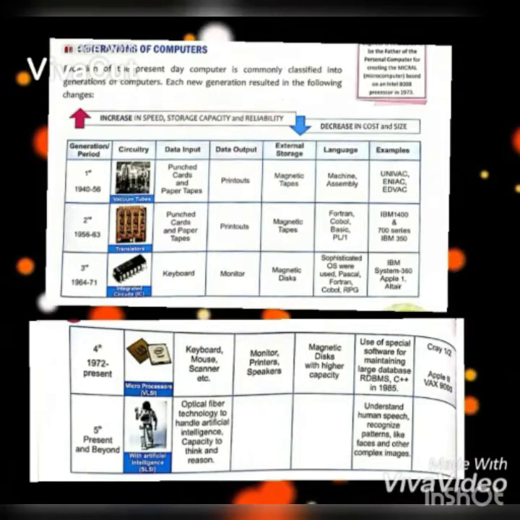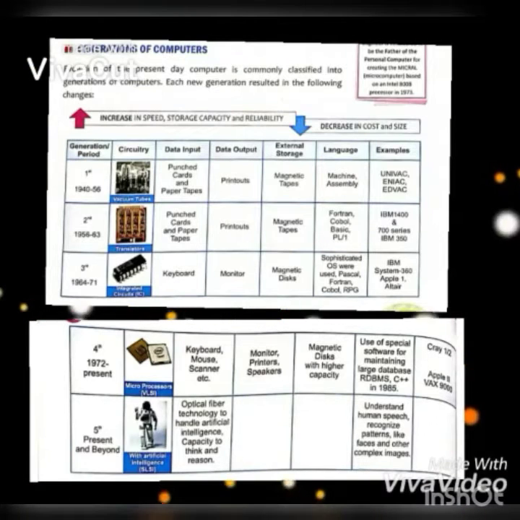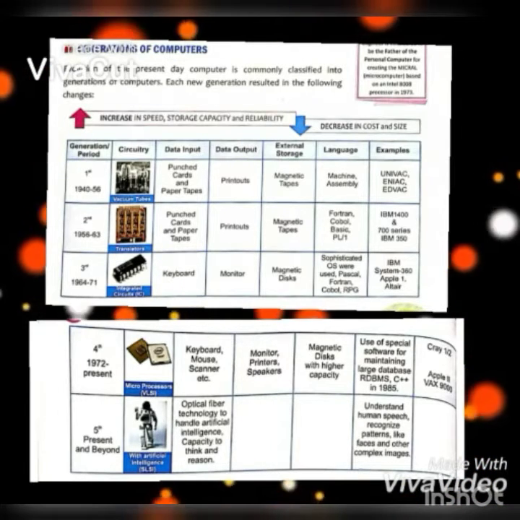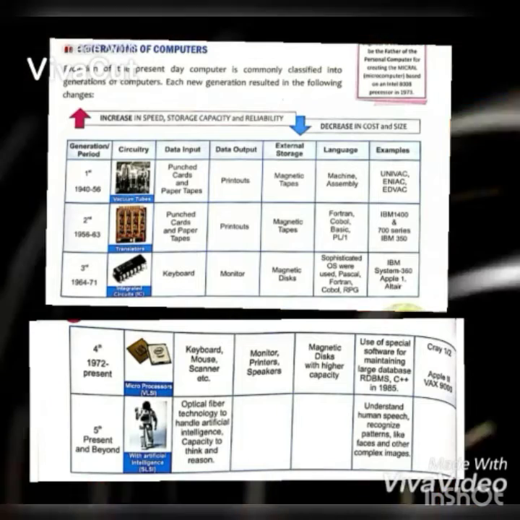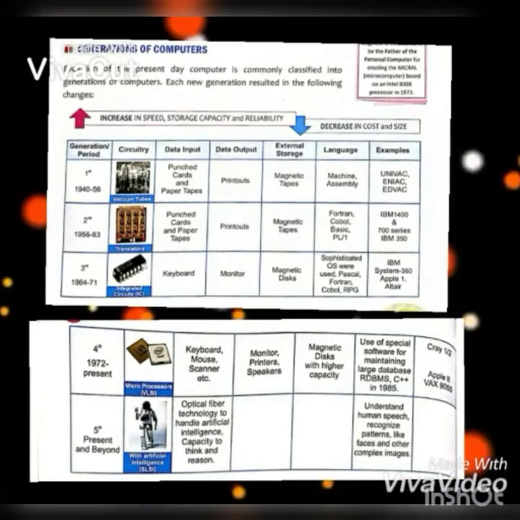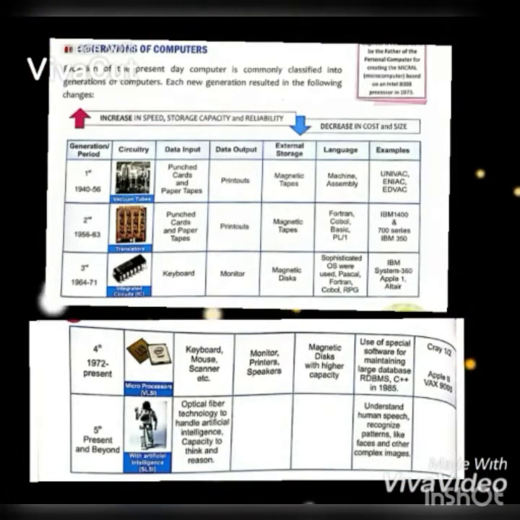With the advancement in the generations of computers, the devices used for input also advanced. For example, initially for first and second generation computers, input devices comprised punched cards and paper tapes, whereas now we use keyboards, mouse, scanner, etc. as input devices. With further evolution, the fifth generation computers are armed with artificial intelligence.